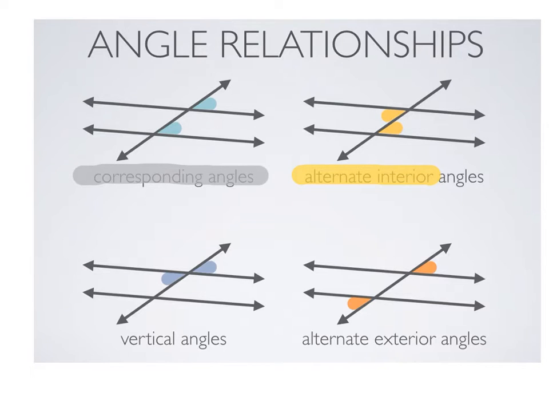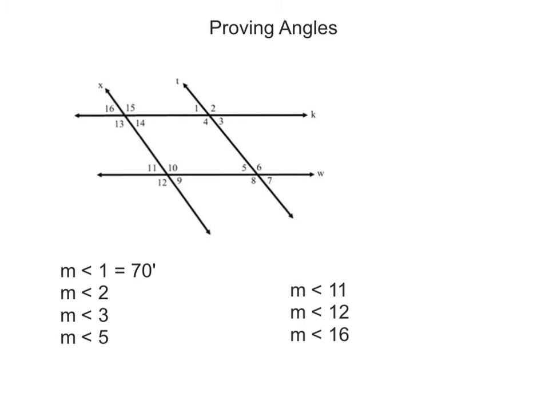Next we have vertical angles. Vertical angles are two angles that sit across from each other when two lines intersect. And then we have alternate exterior angles. Those are two angles on the outside, or the exterior, of two parallel lines cut by a transversal. Again, remember that all of these have two angles with congruent measures. These angle relationships prove very helpful when determining angle measures when only given a small amount of information.